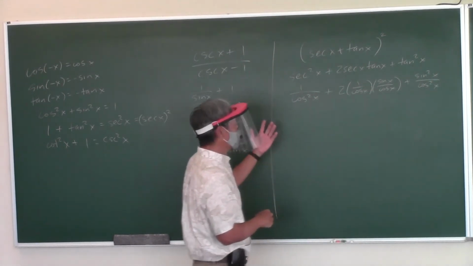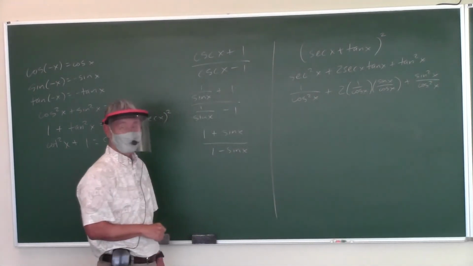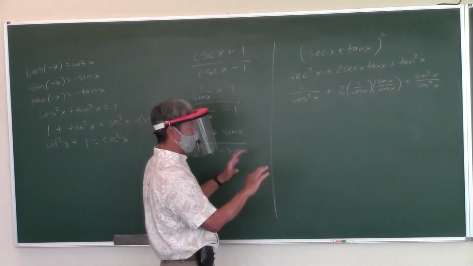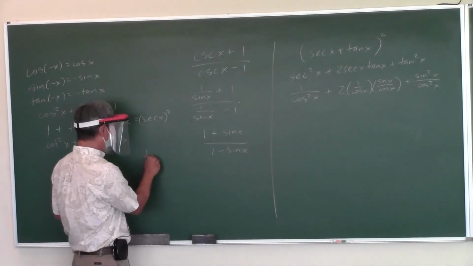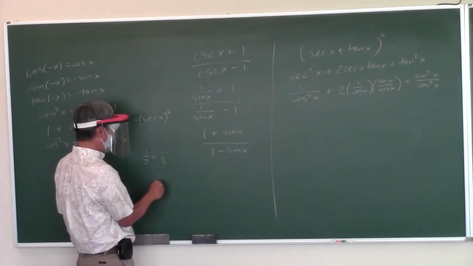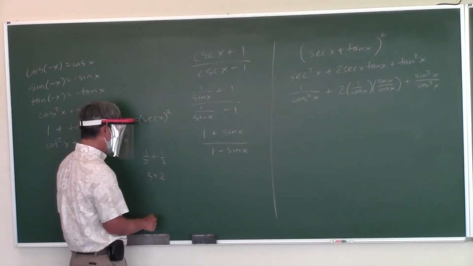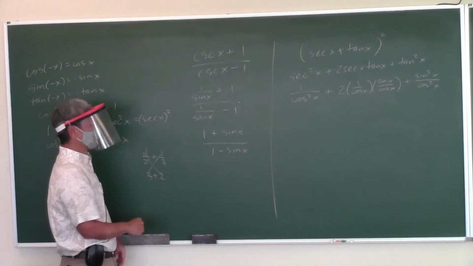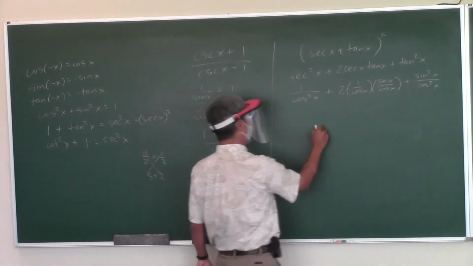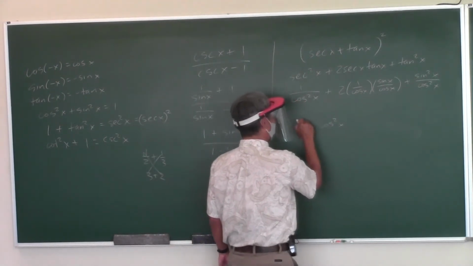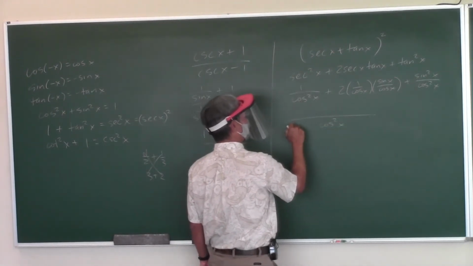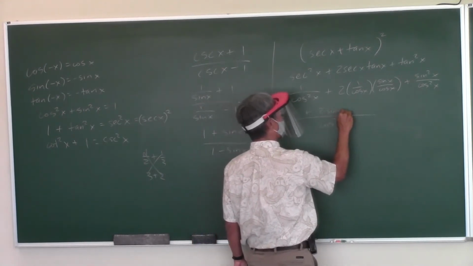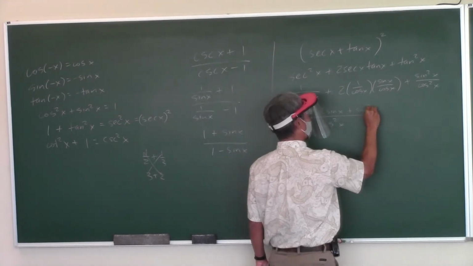And then what do you think I'm going to do when you add fractions together? Multiply? No, you cannot multiply now. You cannot go 1/2 plus 1/3, oh, just multiply by 6, 3 plus 2. So you're telling me 5/6 is equal to 5? No, you cannot do that. You can make a least common denominator though. What would go on the top? 1 plus 2 sine x plus sine squared x.